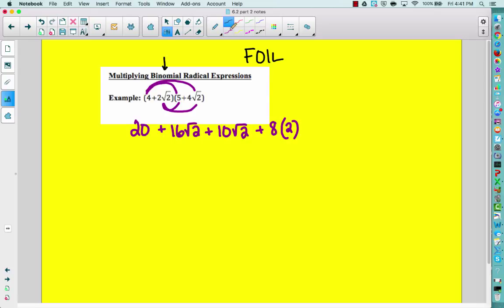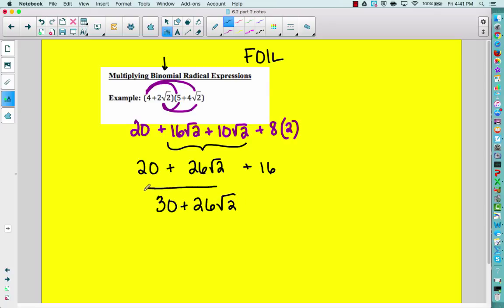All right, now we're going to simplify and combine the like terms. These are like terms. They have the same radical, same number, so we combine them. So we get 26 root 2. I'm going to multiply 8 and 2 and get plus 16 and 20. Now I can add the 20 and the 16 and get 30 plus 26 root 2. All right, I want you to try 3 minus root 7 times 5 plus root 7. So press pause, try it, and then come back and see my work.